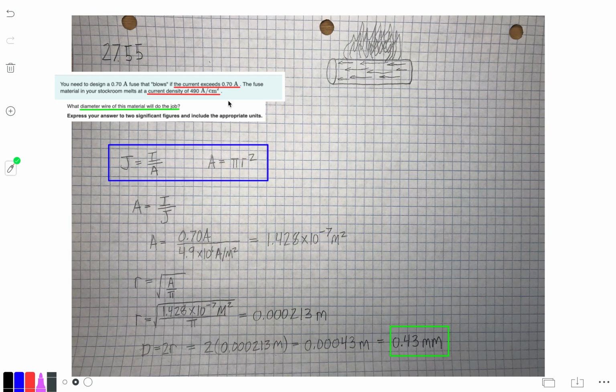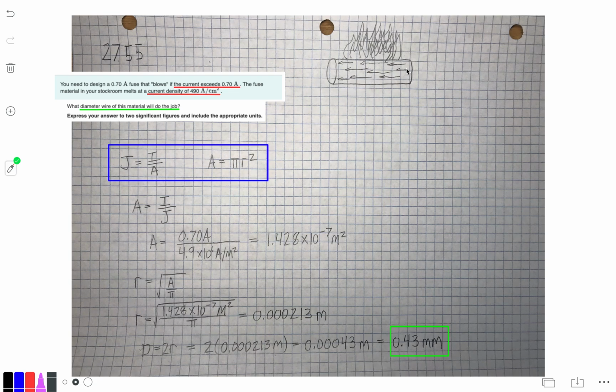So to start off this problem, we're going to be drawing on material from chapter 27.3 in our textbook. In this chapter, we're talking about current and resistance, more specifically current and current density. What we can do is essentially, we need our fuse to blow or melt due to the excess amount of current.